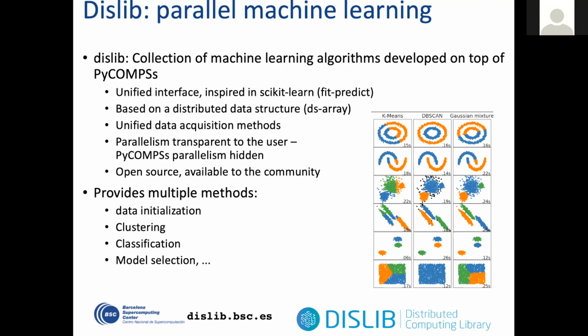It's open source and available to the community, providing, as I said, multiple methods for initialization of data, both automatically or by reading data from different formats, and so on. It has methods for clustering. We'll have examples today with k-means and DBSCAN. It also has methods for classification. We will see today the CSVM, the Cascade support vector machine, and also the random forest. Methods for model selection, which we will also see an example of, and so on.